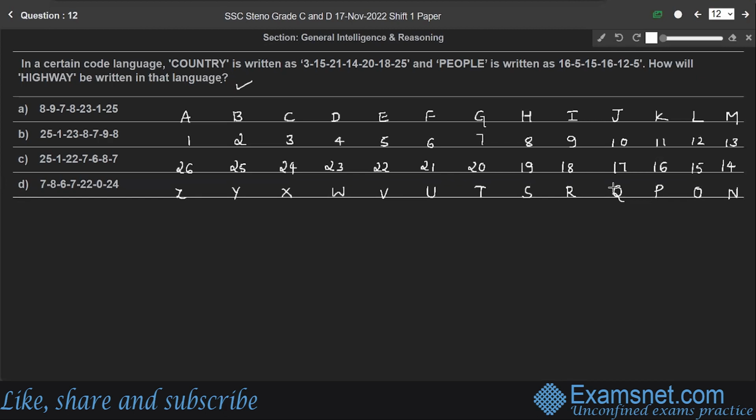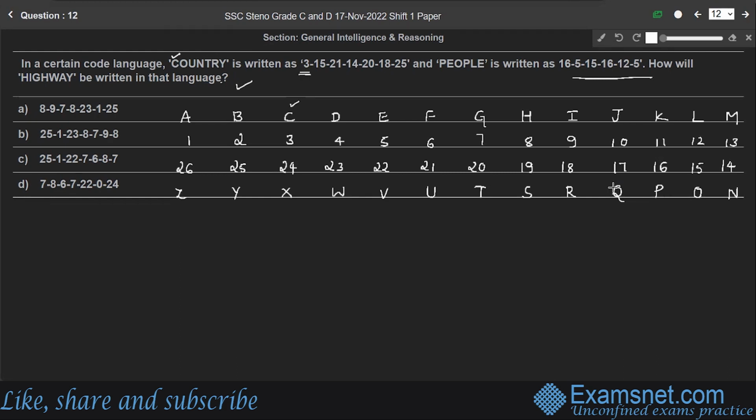Question number 12. In a certain code language, country is written as 3, 15, 21, 14, 20, 18, 25, and people is written like this. How will highway be written in that language? So here the logic is very simple. Each letter is written as its respective positional value. Since the positional value for C is 3, C is coded as 3.